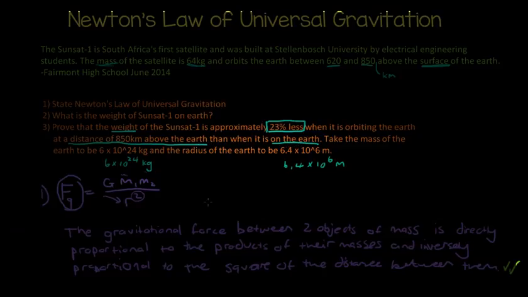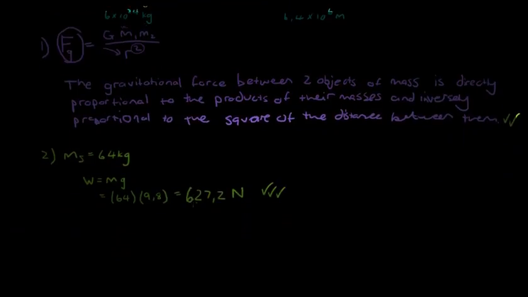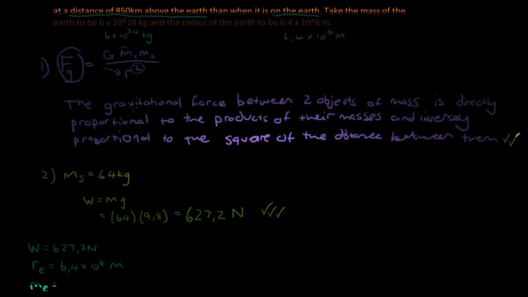Okay, so let's first draw a sketch. And I'm going to write everything down. Have it all nicely here. So we know our weight on Earth is 627.2 newtons. That's what we know. That's what we worked out in the previous question, right? Over here. Okay. We know the radius of the Earth, which is what they give us, is 6.4 times 10 to the 6. Was that meters? The mass of the Earth was that 6 times 10 to the 24 kilograms. Yeah, mass is in kilograms.